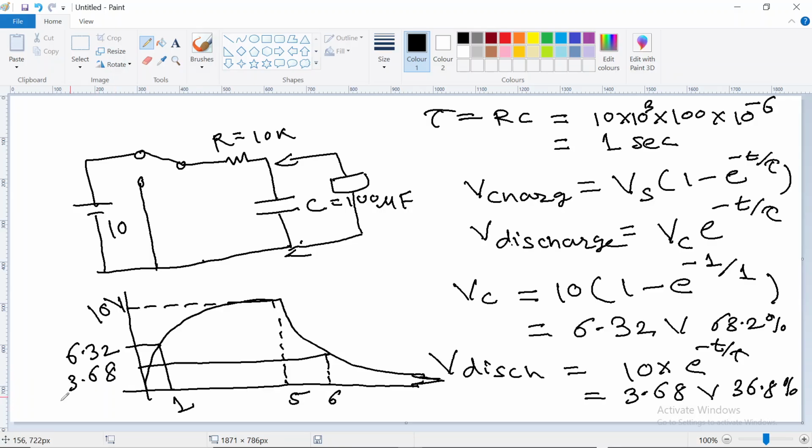that is 3.68 volt. It is interesting to note that this plus this equals 10: 6.32 plus 3.68 is 10. Okay. Now we will run the actual simulation.